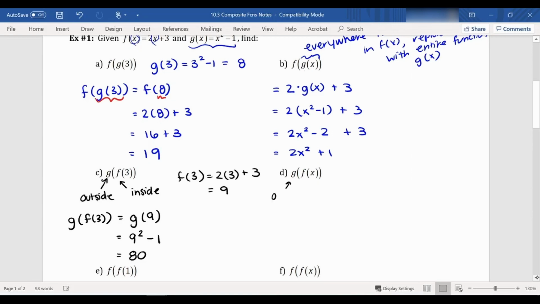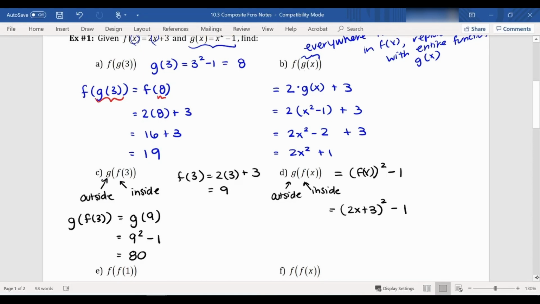Again, the next question, g is my outside, f is my inside. This means if g of x is equal to x squared minus 1, I actually have f of x all squared minus 1, because the x in my g function is being replaced with an f of x. Now, f of x is 2x plus 3. So this means I have (2x plus 3) all squared minus 1.